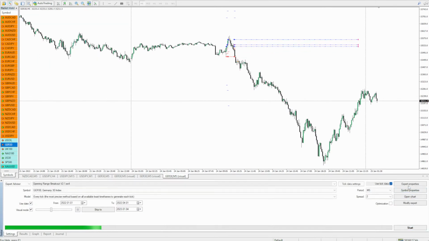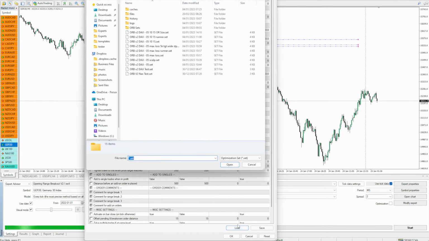So there's an example of some set files. I'm not going to publish loads of set files. I've only tested the DAX. I haven't tested anything else. I haven't had the time. And to be honest, that's all I'm trading now, the DAX. I will trade a bit of Nasdaq, but mainly I want to trade the DAX.